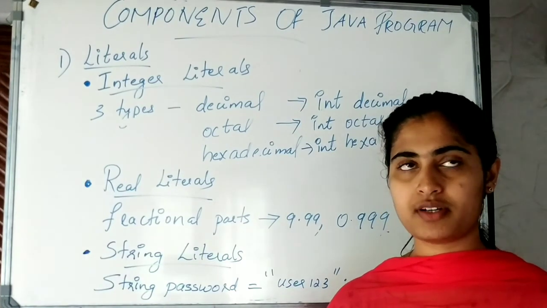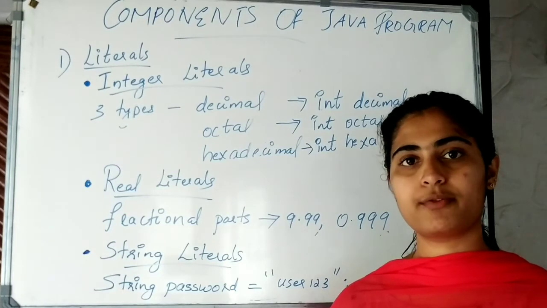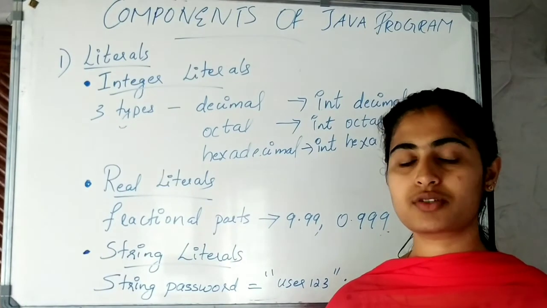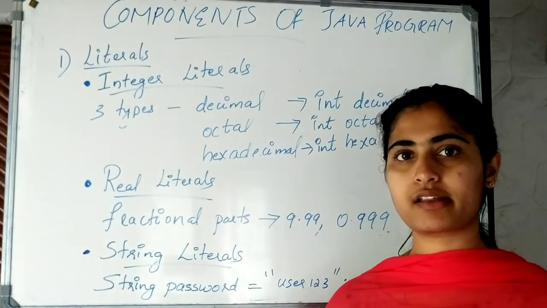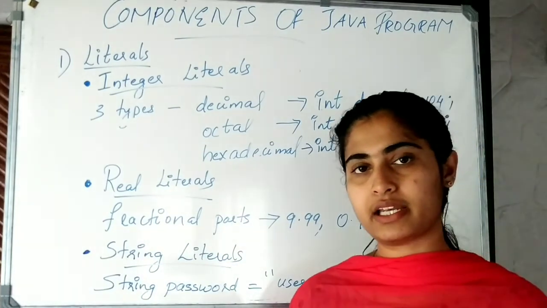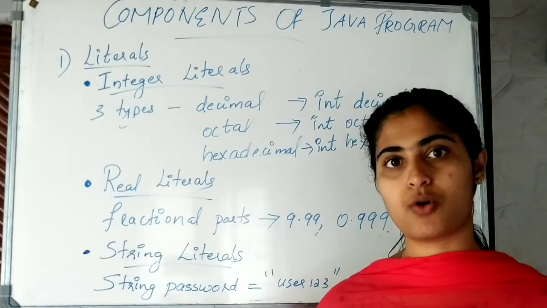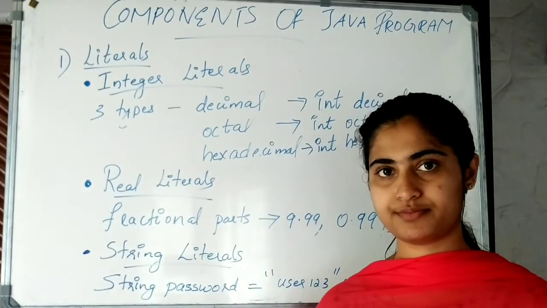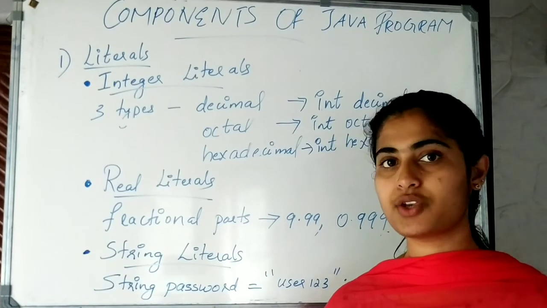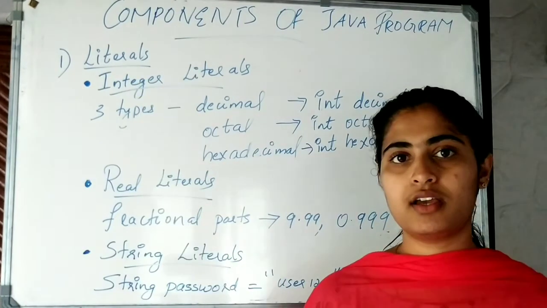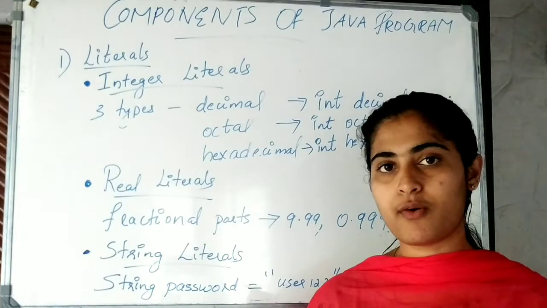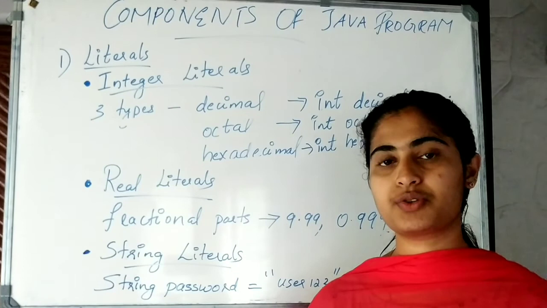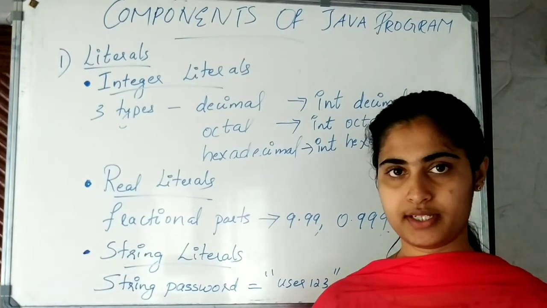For example, if you are writing a Java program for adding two numbers, you have to enter two numbers to that program. You cannot simply enter the number 10, or the number 20. There is a format in which the number 10 should be entered to a Java program. For that we use literals. Literals provide us the format in which the numbers, text, or any information is to be entered to a Java program.